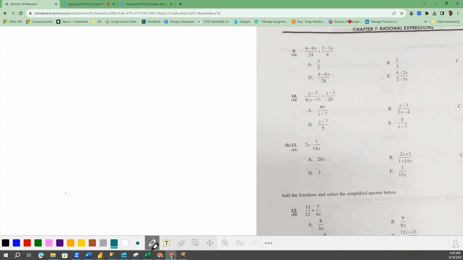All right, so let's copy the problem. y minus 3 over 4y minus 7 divided by y minus 3 over 20. Okay, so the first thing, because this is division, is keep it, change it, flip it. I'm going to keep the first fraction, y minus 3 over 4y minus 7, and then I'm going to flip the second one and put 20 on top, and then y minus 3.